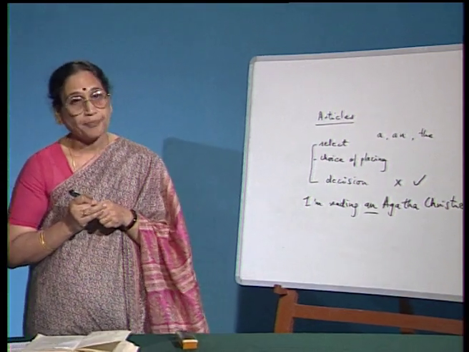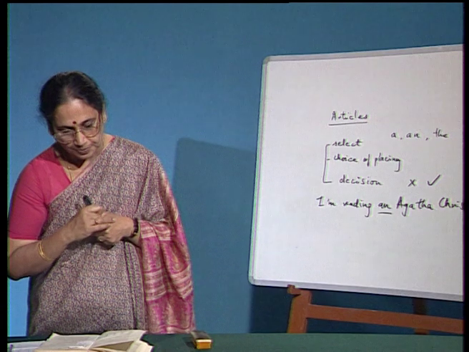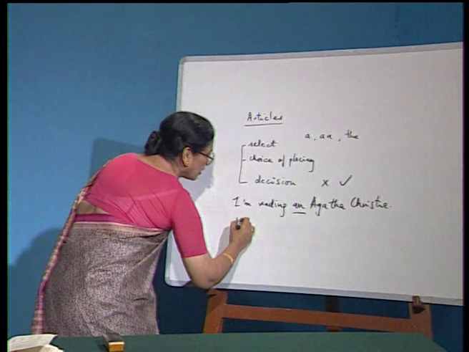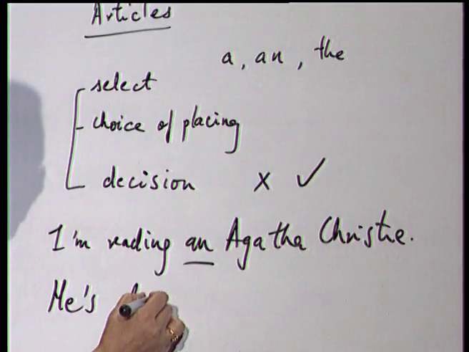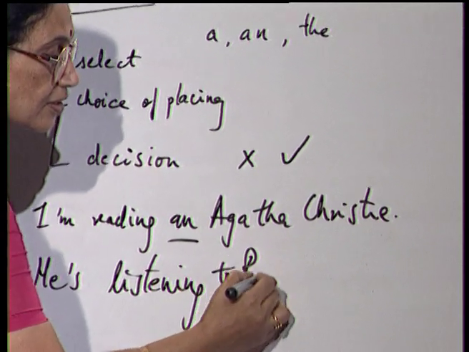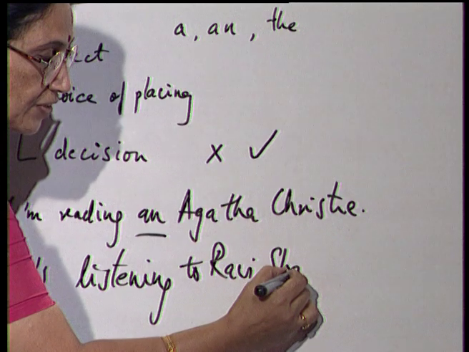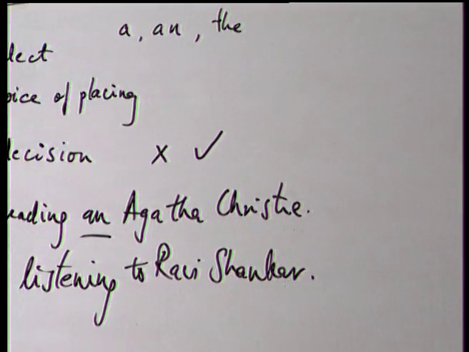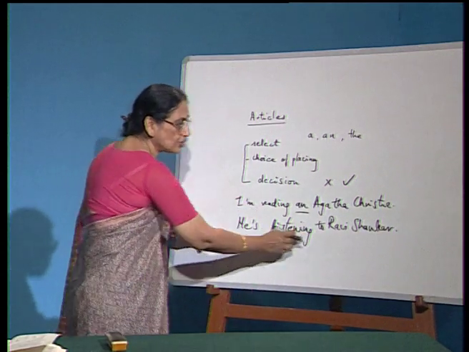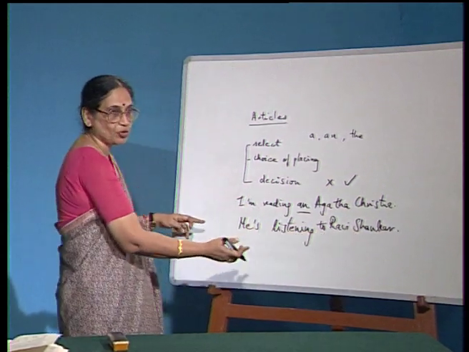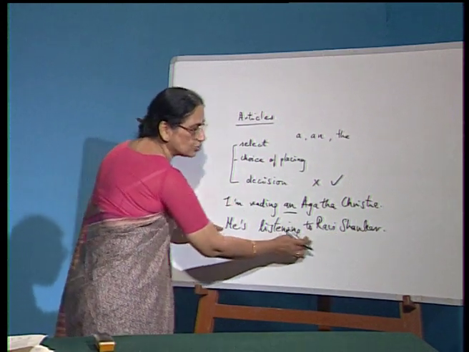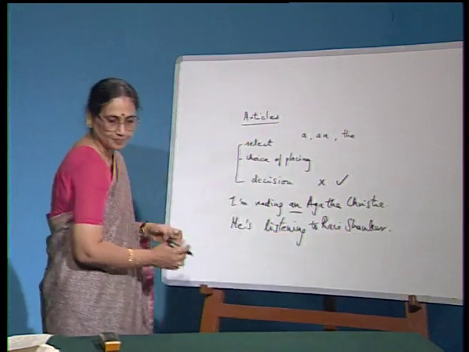Let us look at proper nouns where articles are left out. He is listening to Ravi Shankar. Here is the name of a musician and he is listening to Ravi Shankar. It could mean of course that he is simply listening to somebody called Ravi Shankar, but here the sentence indicates that he is listening to music by Ravi Shankar.